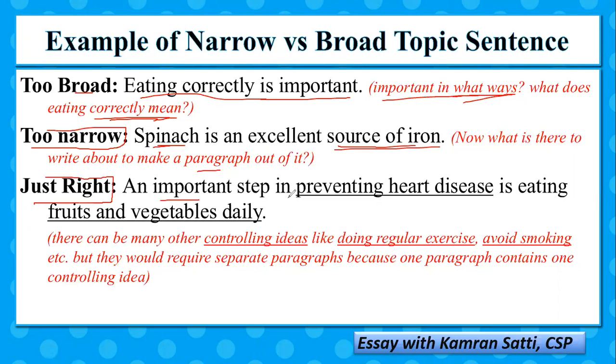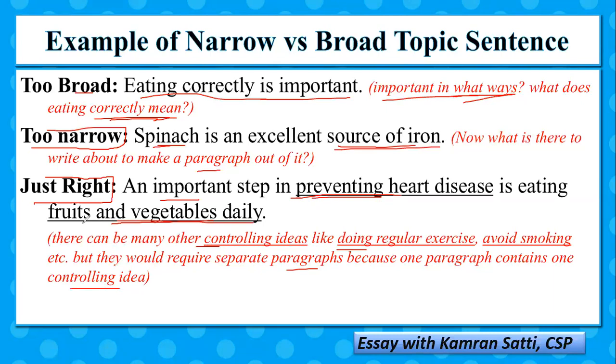An important step in preventing heart diseases is eating fruits and vegetables daily. Okay, now here the topic is preventing heart diseases, and the controlling idea is eating fruits and vegetables daily. Now there can be many other controlling ideas like doing regular exercise, avoiding smoking, etc., but they would require separate paragraphs because one paragraph contains one controlling idea. Now you can prevent heart diseases by doing regular exercise, by not smoking. These are various other controlling ideas or ways to prevent heart diseases, but we won't be discussing these in this paragraph. They need a separate paragraph to elaborate on.